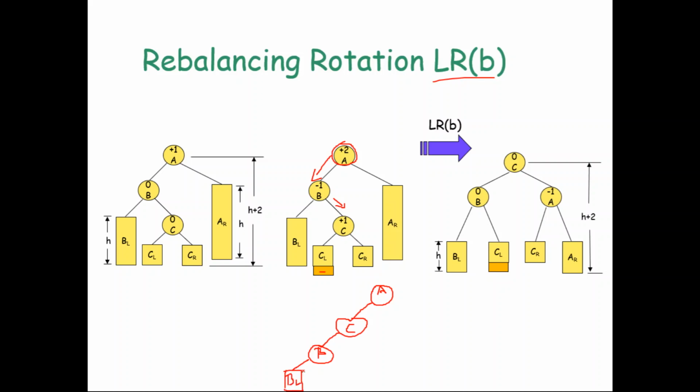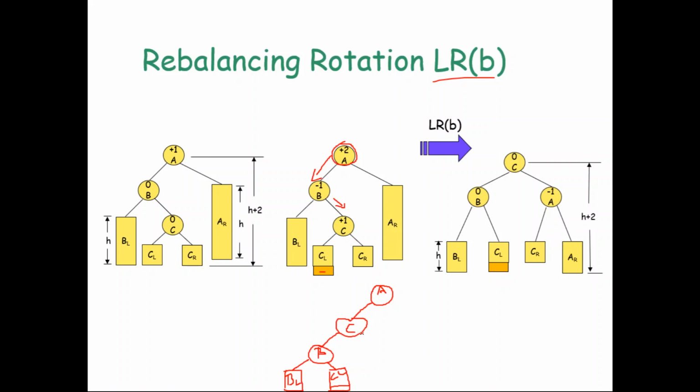Now C has gone up. So where will CL go? CL is less than C but is greater than B. So it will become the right child of B. CL will become the right child of B. And the new node is also inserted in CL, and CL will now be the right child of B. And the right child of C will remain as it is.